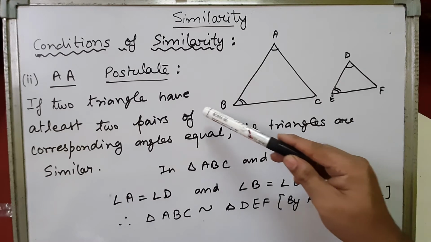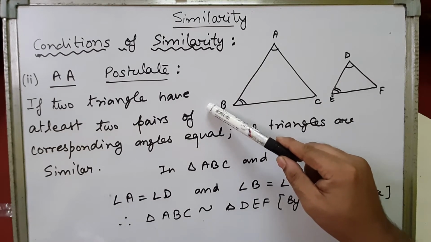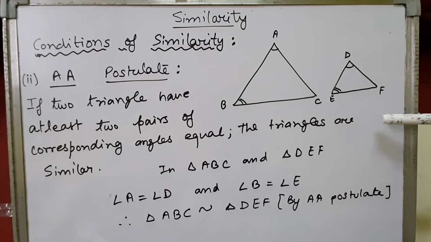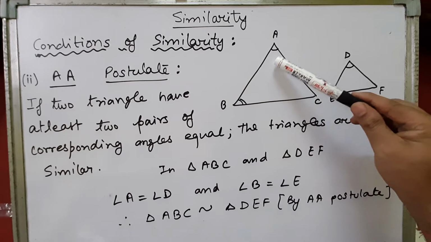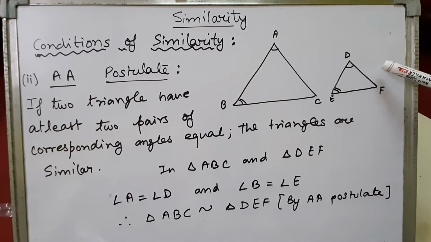So in this postulate or rule, it is given that if two triangles have at least two pairs of corresponding angles equal, the triangles are similar. That means we can see here in triangle ABC and DEF, angle A and angle D are equal, and angle B and angle E are equal, right? So now when these two pairs of angles become equal, we can say that the triangles will be similar by the AA postulate. All right, note down this one.